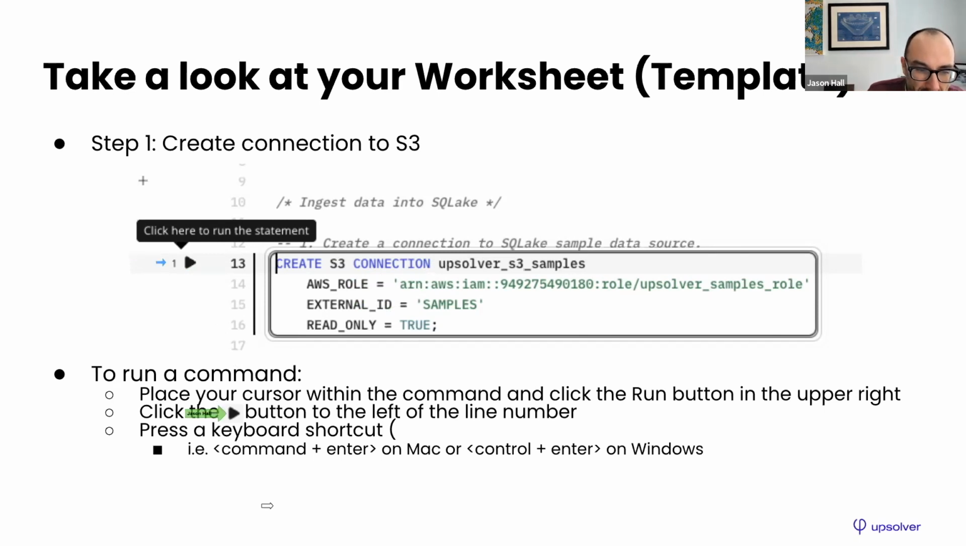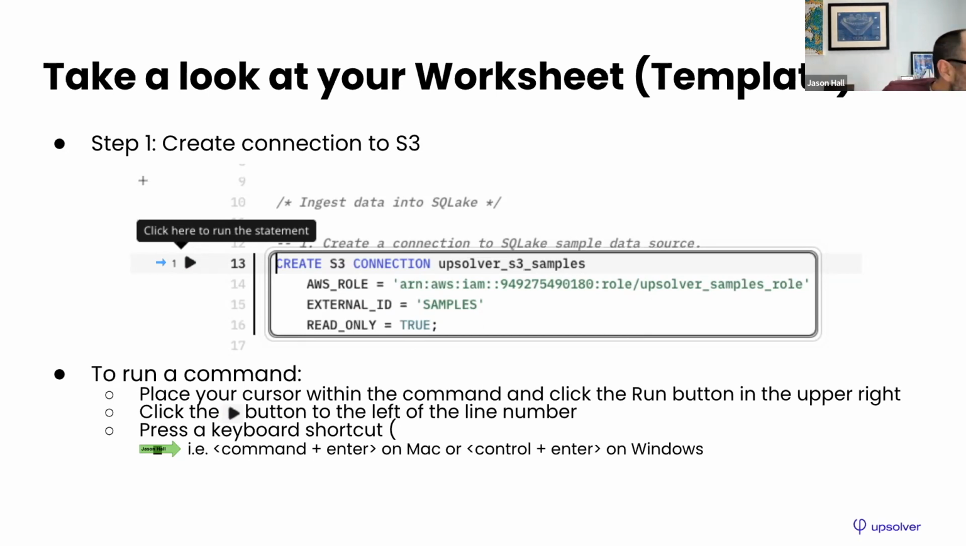Okay. Again, you can click that little triangle button to the left-hand side of the line number. If you prefer keyboard shortcuts, you can also run either Command plus Enter on Mac or Control plus Enter on Windows, and it'll run the statement wherever your active cursor is. So you can put your cursor in the block, hit Command Enter or Control Enter, and it'll go ahead and execute the query for you. Right. So that's really step one. Let's create a connection to S3 that we can read data from.